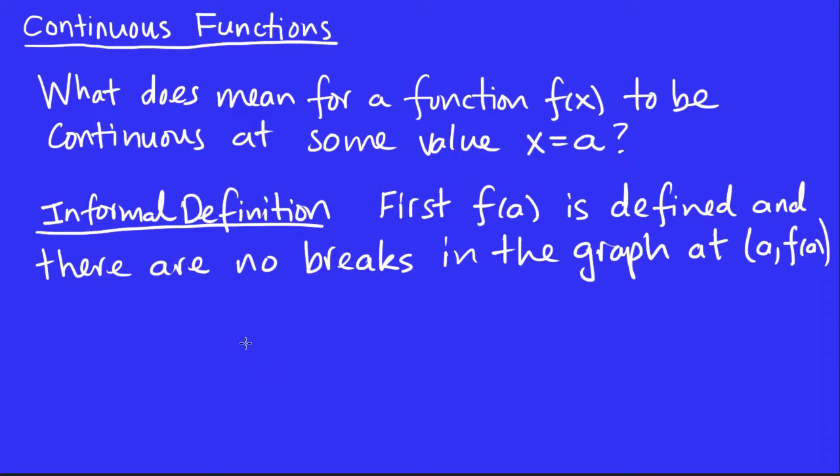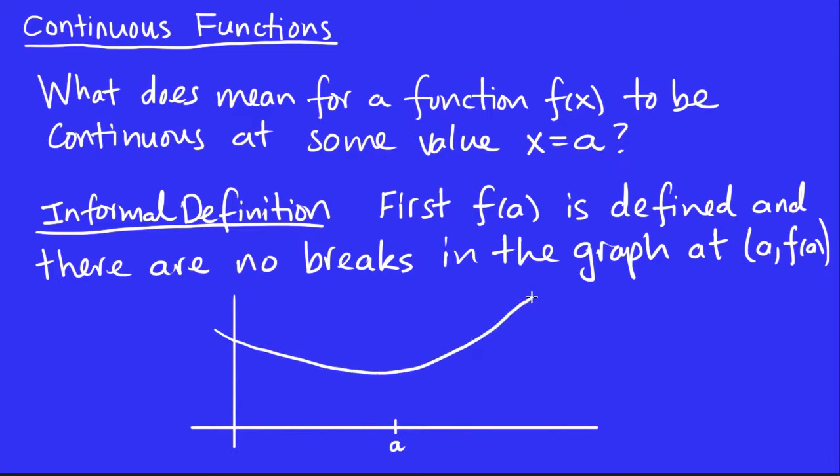Well, let's take a graph, and let's say this is the number a, okay? And here's our function. So this point right here, this y value would be f of a, right? So this point would be a comma f of a. So f of a is defined.